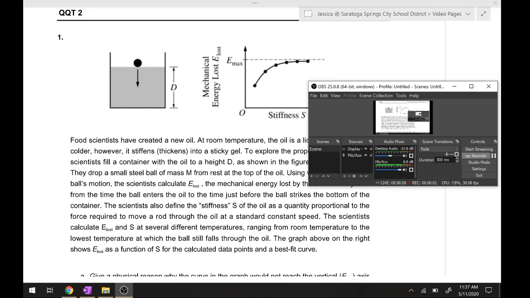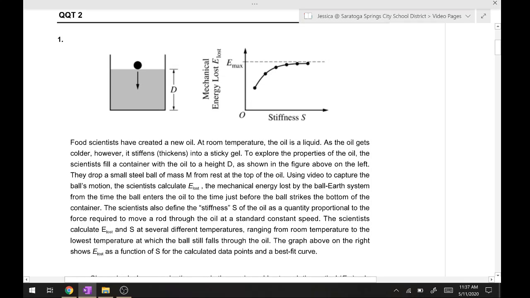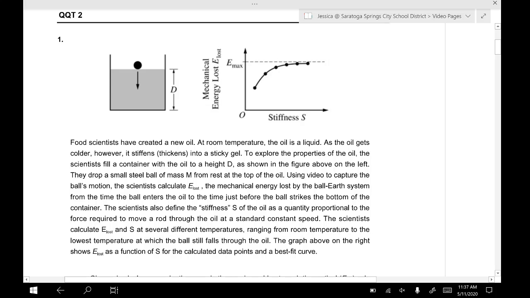Alright, this is the solution video for QQ2T number 2. So quantitative translation number 2. So it looks like we have a ball being dropped and maybe some sort of liquid. We have a mechanical energy lost versus stiffness. Oh boy. So maybe this is like an energy conservation problem type thing.